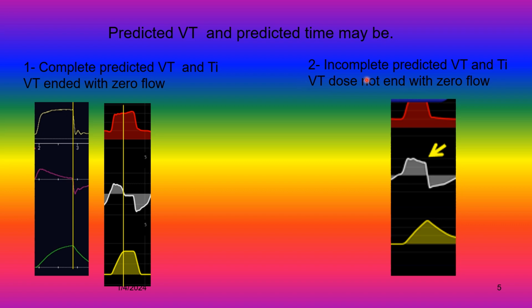The second one is incomplete predicted tidal volume and inspiratory time. The tidal volume does not end with zero flow. This is the inspiratory flow. It does not come to zero. So this is the tidal volume. So this is an incomplete predicted tidal volume with incomplete inspiratory time.